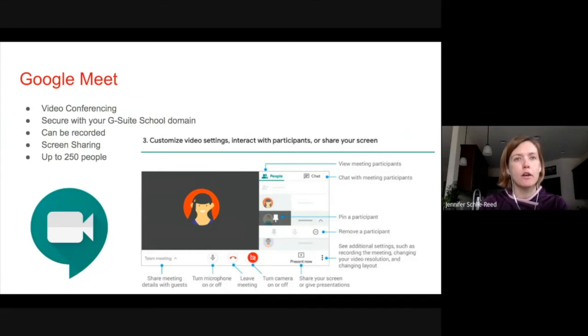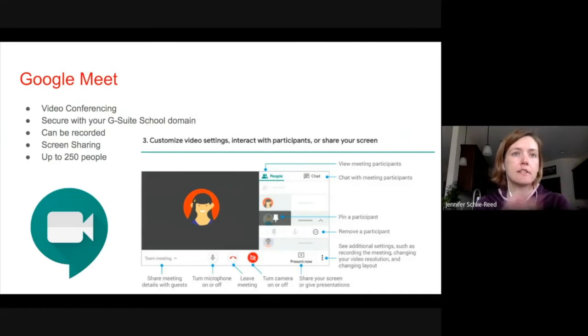It can be recorded, and then that recording processes and it puts it into your Google account. The other interesting thing is the recording will actually go into the calendar invite once it's done processing as well. So it's a nice thing that even students could go back and look at if they needed to refer back to what happened, or if they just want to watch it again for whatever reason. It's secure within our domain.